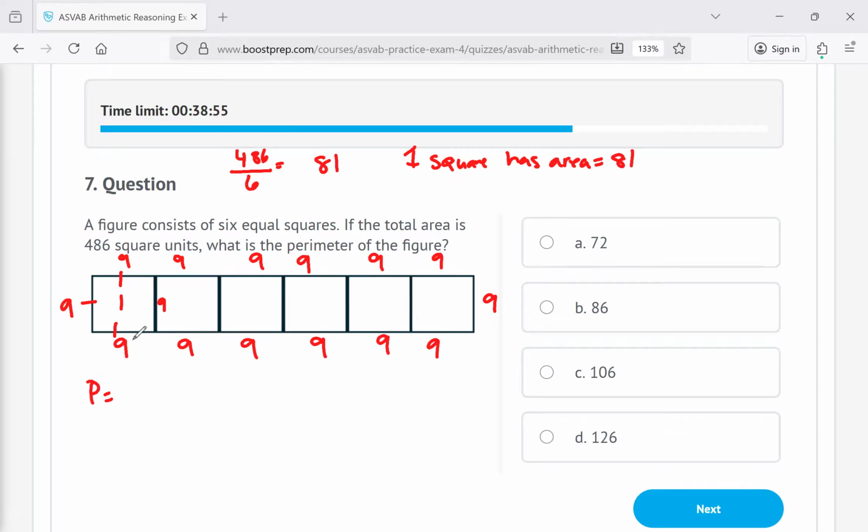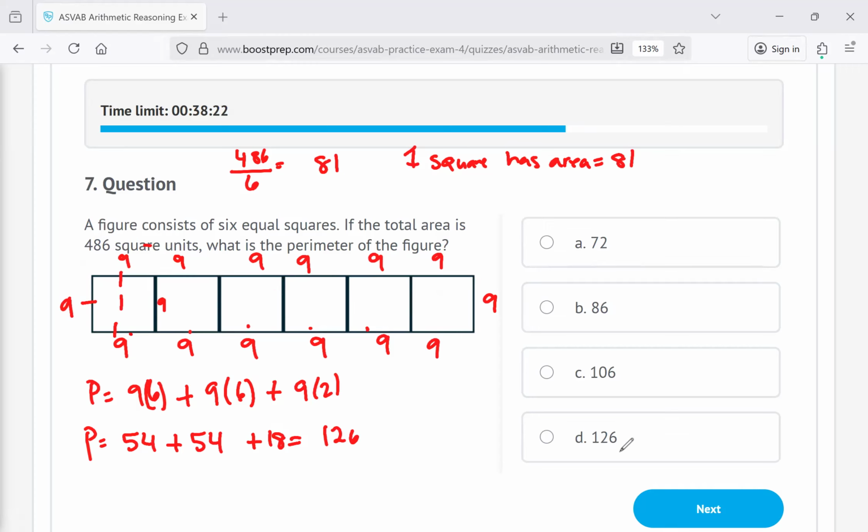So this has a total of how many sides? 1, 2, 3, 4, 5, 6. So it's 9 times 6, plus over here, the same idea, 9 times 6. And then there's a 9 here and a 9 there, so that's like 9 times 2. So the perimeter would be 9 times 6 is 54, 9 times 6 is 54, 9 times 2 is 18. What is 54 plus 54 plus 18? 126. So that would be letter D.